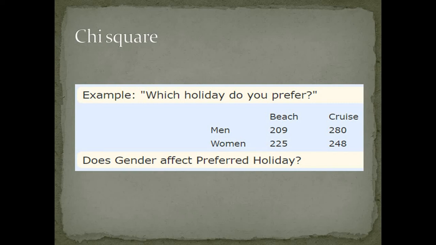So what do we want to know? Well, we just want to know whether gender affects the preferred holiday, which means probably men would prefer to go to a beach on a holiday or would like to go on a cruise. Same goes with women. We want to see whether women on a holiday would like to go on a beach or on a cruise. So if this is the kind of study that you have, in that case, go ahead with the chi-square test.